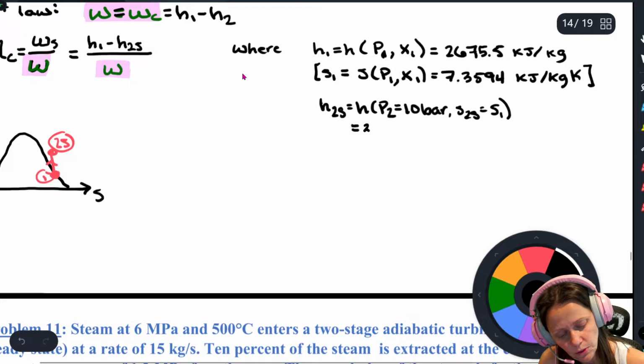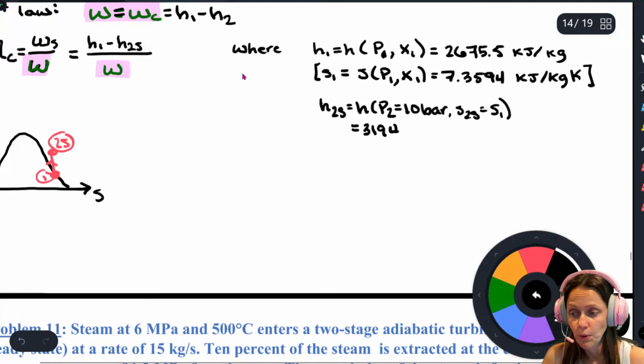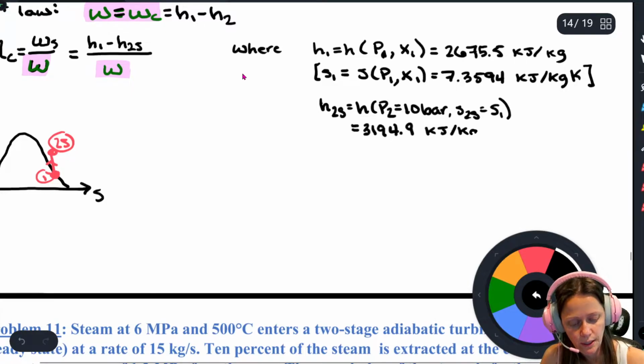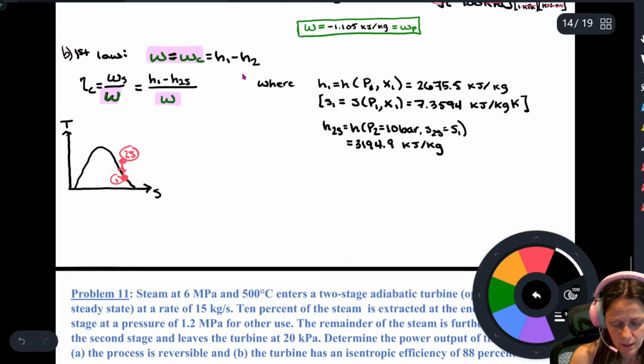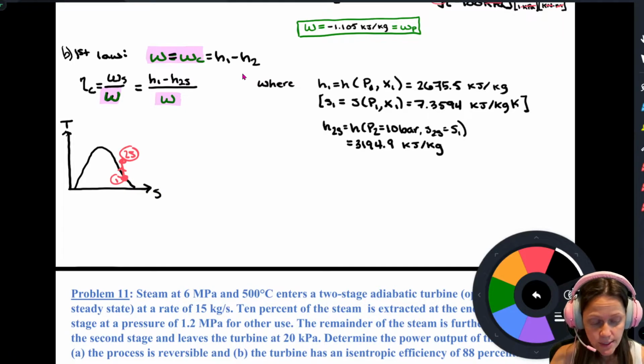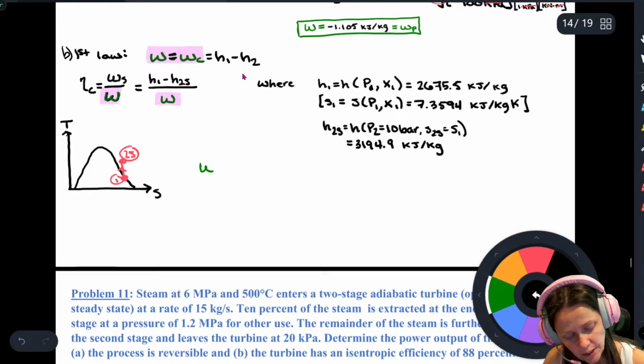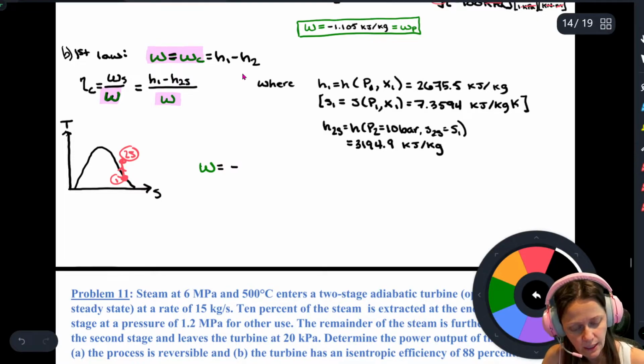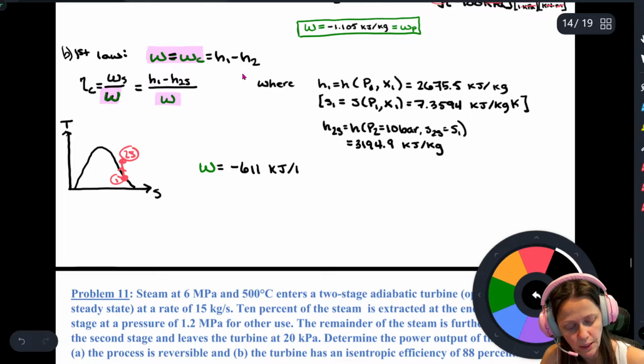So I'm going to put that on my sheet here. So 3194.9, and this is kilojoules per kilogram. Perfect. And so now I've got enough information to calculate what that work is. And I end up getting negative 611 kilojoules per kilogram.